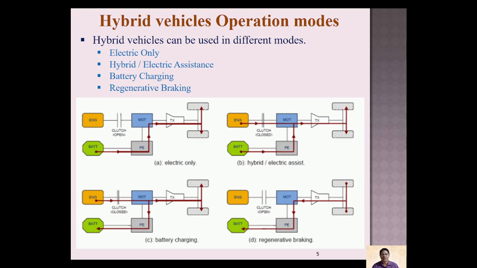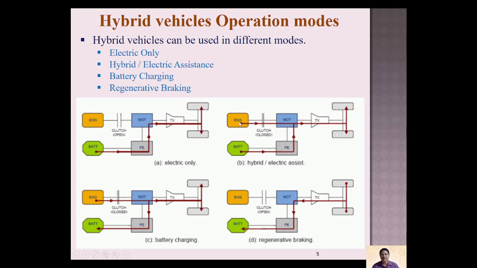The first figure shows the electric-only operation mode. The battery supplies power to the power electronics, and the power electronics supplies the required power to the motor. That motor produces mechanical rotation, which is fed to the transmission box, and that supplies the power to the wheels. So only electric operation is possible. The second mode is hybrid with electric assistance.